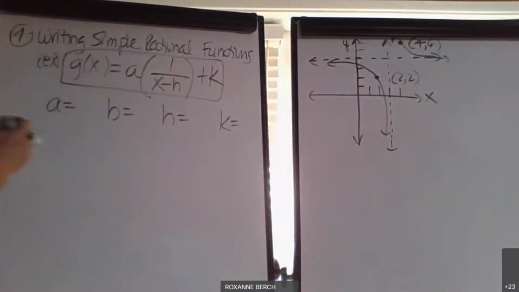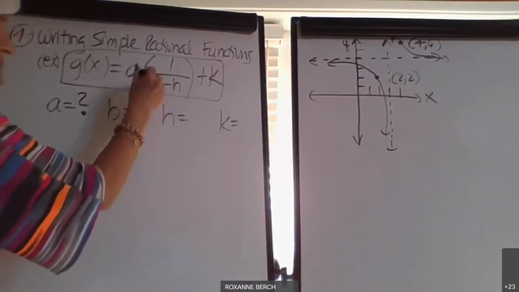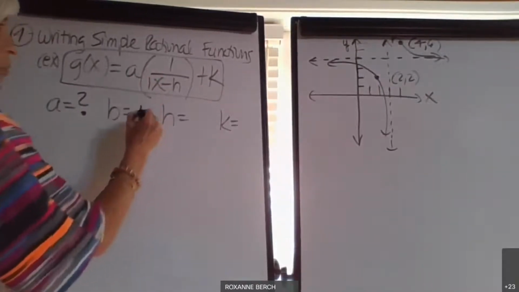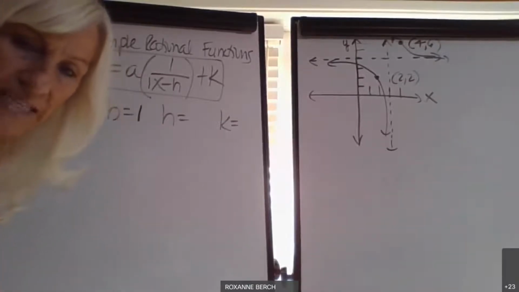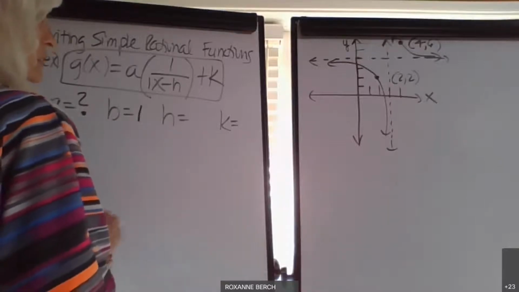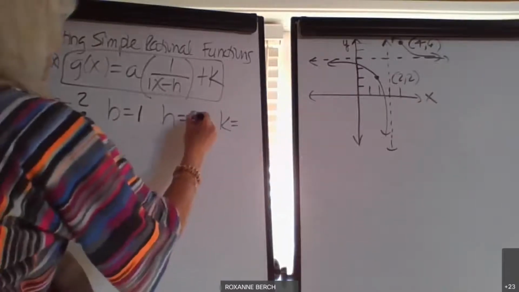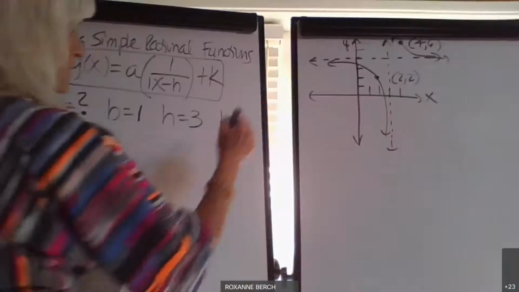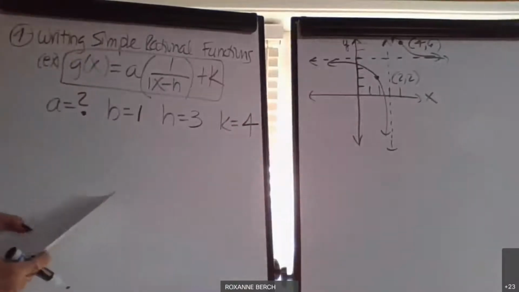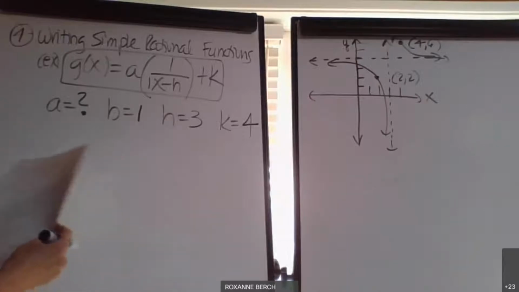All right, so help me out here. What's A? Who knows? What's B? What's H? Well, isn't H the vertical asymptote? So what's H? 3. And what's K? K is the horizontal asymptote. 4. Right. So now I'm going to pick a point and you can use any one. You want to use 2, 2 or 4, 6? Let's use 2, 2.